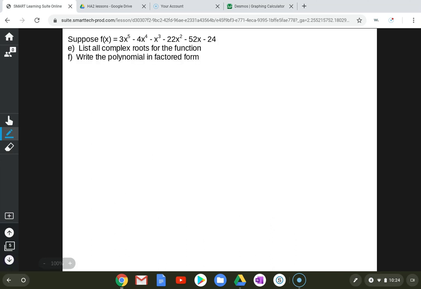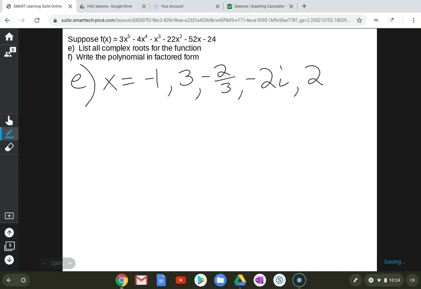All right, so let's list all of our roots that we have found for this function. So all of our roots, remember every single number is complex. Even if it's real, it's still complex. It's all under the umbrella of complex. So we have -1, 3, -2/3, -2i, and +2i. We have 5 roots.